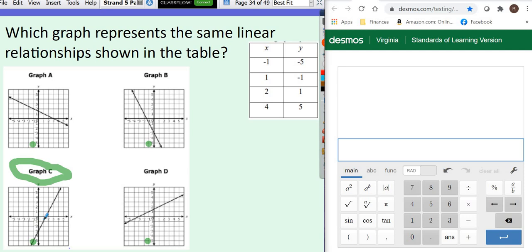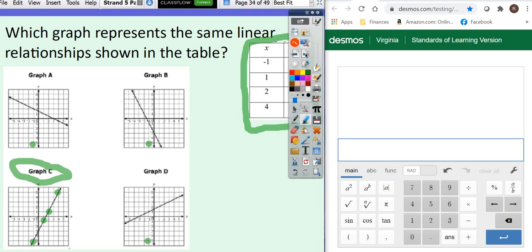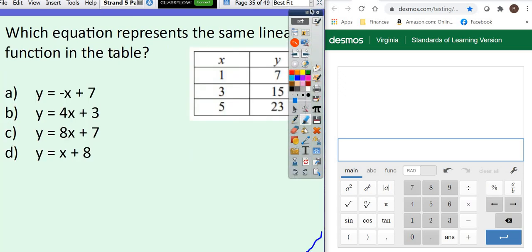1, -1 is right there. And 2, 1 is here. And 4, 5 is here. All of these points are on graph C, so that's got to be your answer. So when you're given graphs in a table, always graph the points. If they don't give you a graph on the test, use your graph paper. Super important. All right, let's see what else we have.